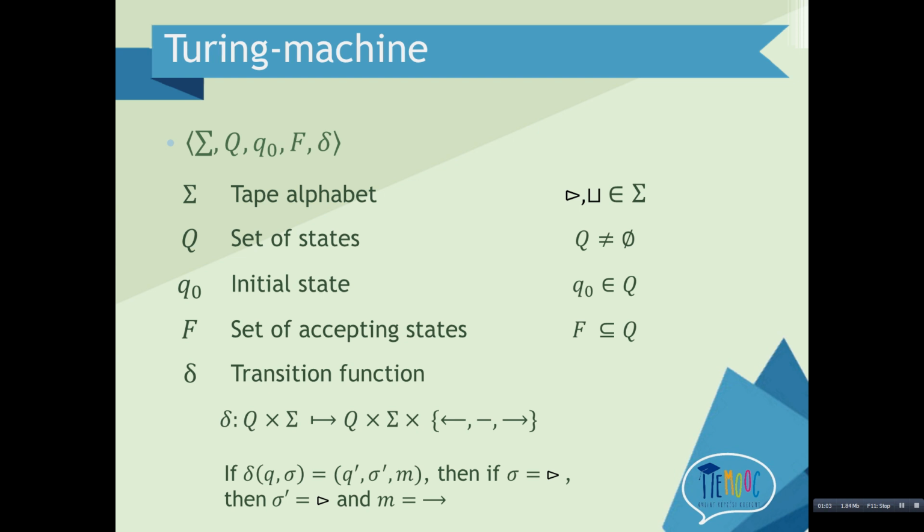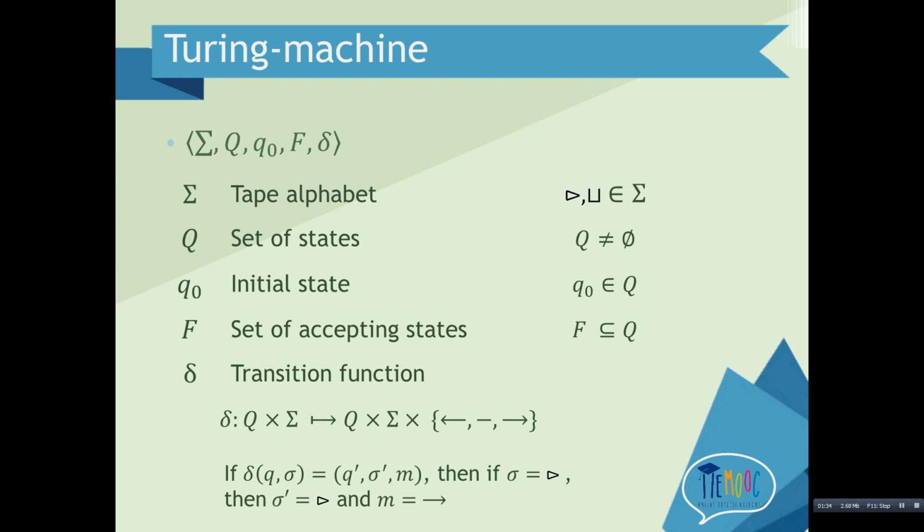Our last element is the delta transition function. The domain of this function is the elements from the Cartesian product of Q and sigma. So these are ordered pairs where the first element is a state and the second one is a symbol from the tape. The set of values is the range, and 3 new characters.